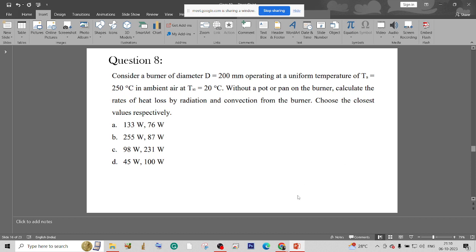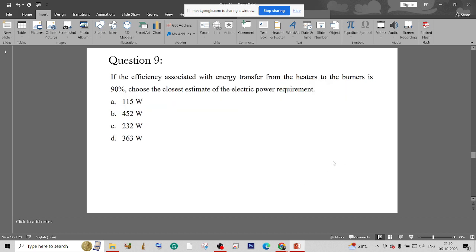Yeah, option A. Now for question number 9, if the efficiency associated with energy transfer from heaters to burners is 90%, choose the closest estimate of the electric power required. So yes, we know the total heat loss. We'll just add that up to find the total heat loss, that is convective and radiative, and upon the efficiency we'll give the total electric power required. So that is only required to transfer the power to heat loss.